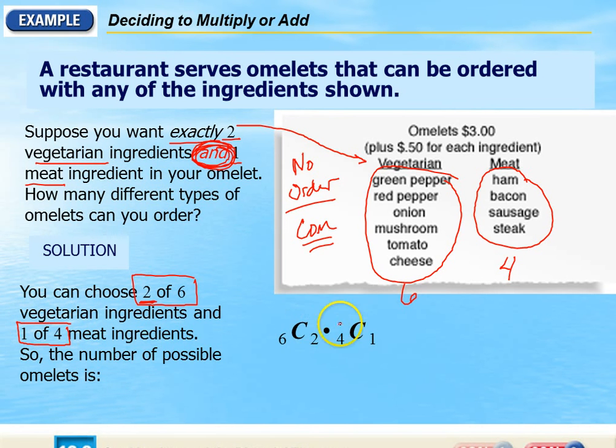Okay, so we have 2 different choices in here where the order does not matter. And I want them both, so it's multiplication. So hopefully you're typing this in. 6 choose 2 times 4 choose 1 gives me 60 different kinds of omelets.